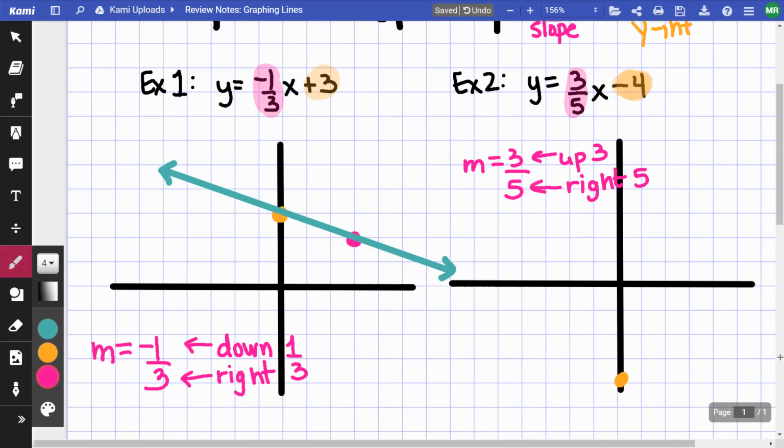So I am going to be starting here at my y-intercept of -4, and I'm going to be going up 1, 2, 3, right 1, 2, 3, 4. And just make that a bigger dot. And then I'm going to connect. I'm going to make that a little fatter. And that's going to be my line.